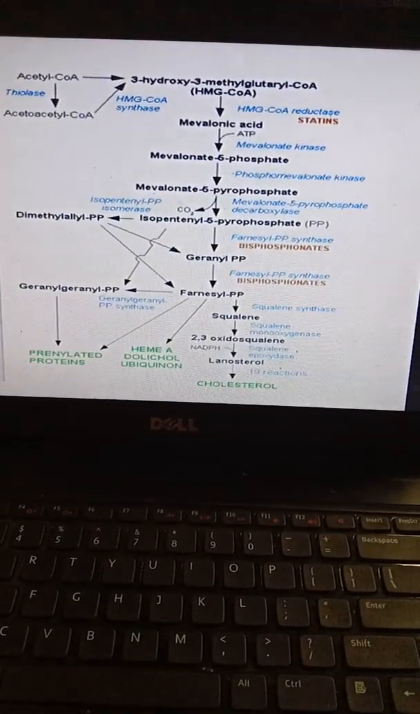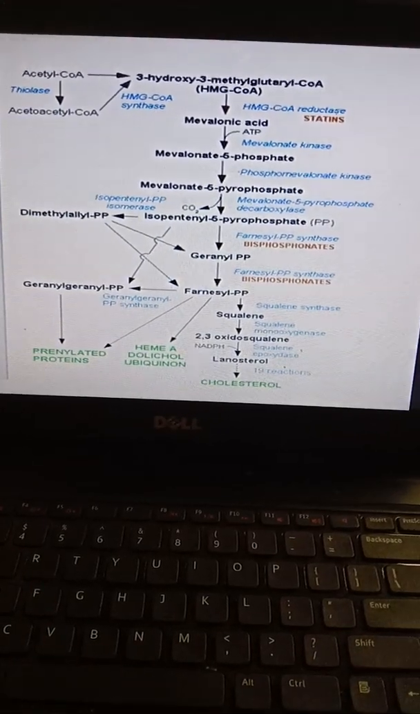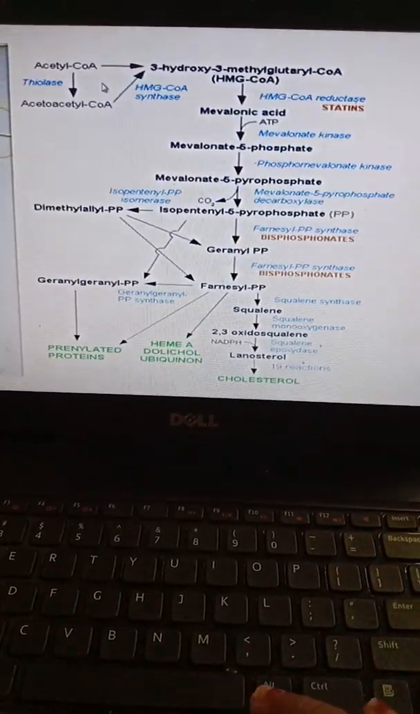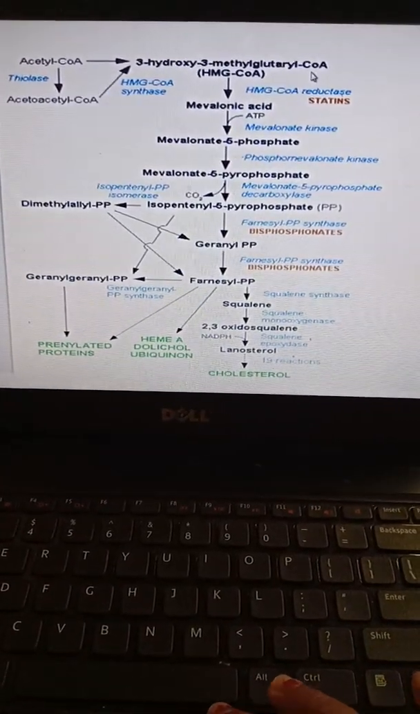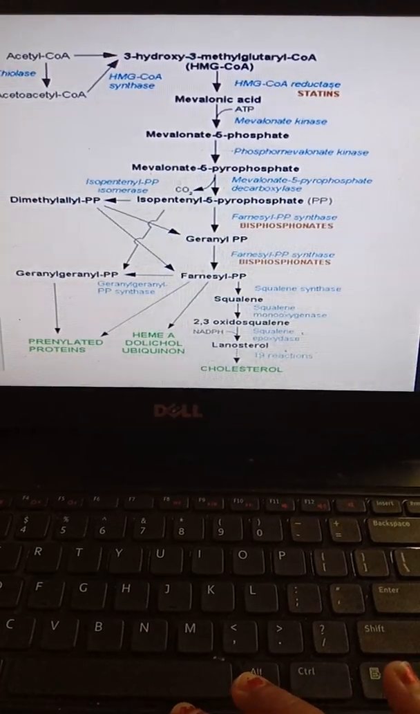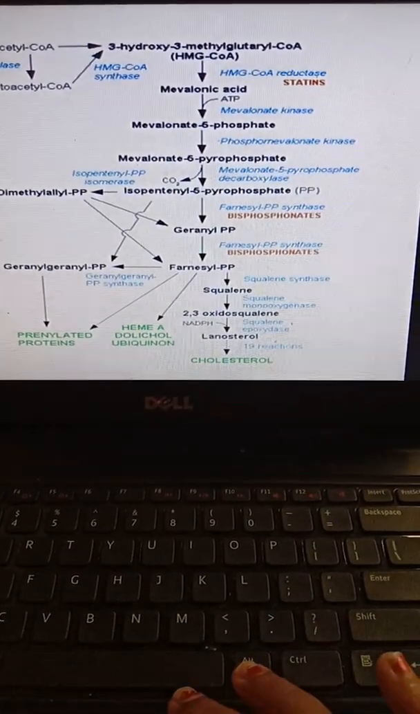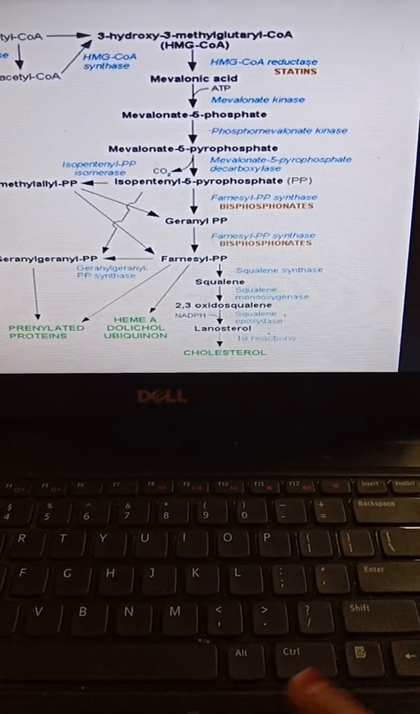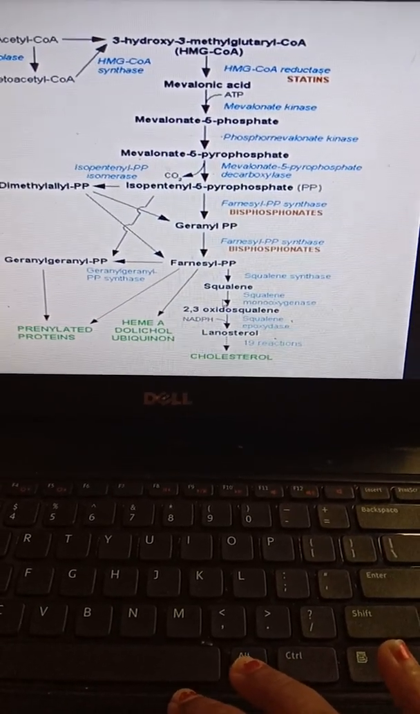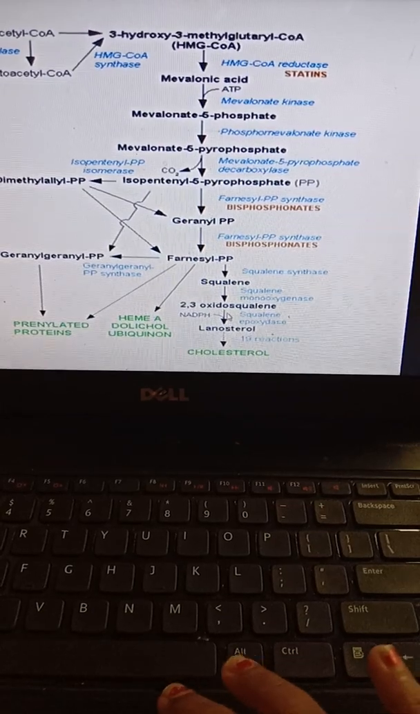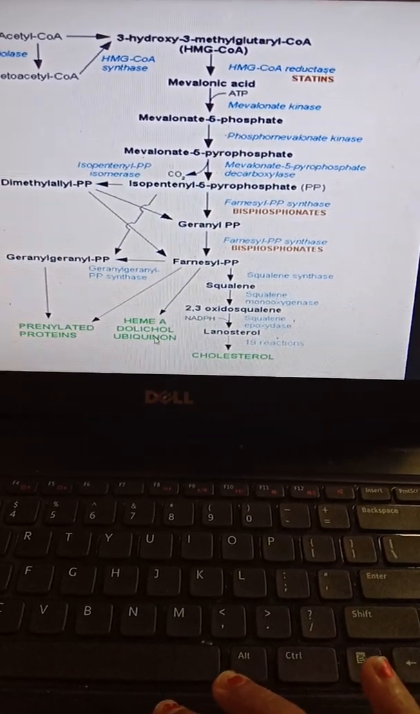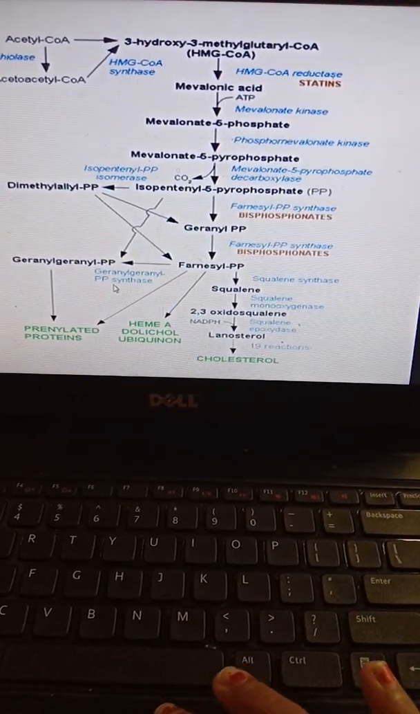Now coming to the pathway of cholesterol biosynthesis. First, acetyl-CoA is converted to 3-hydroxy-3-methylglutaryl-CoA, then to mevalonic acid, mevalonate. Then it is converted to mevalonate 5-phosphate, next mevalonate 5-pyrophosphate, then isopentenyl pyrophosphate. Then geranyl PP, then farnesyl PP, then squalene, then 2,3-oxidosqualene, then lanosterol, and then cholesterol. In the byproducts there are heme, dolichol, ubiquinone, and some other intermediate steps.